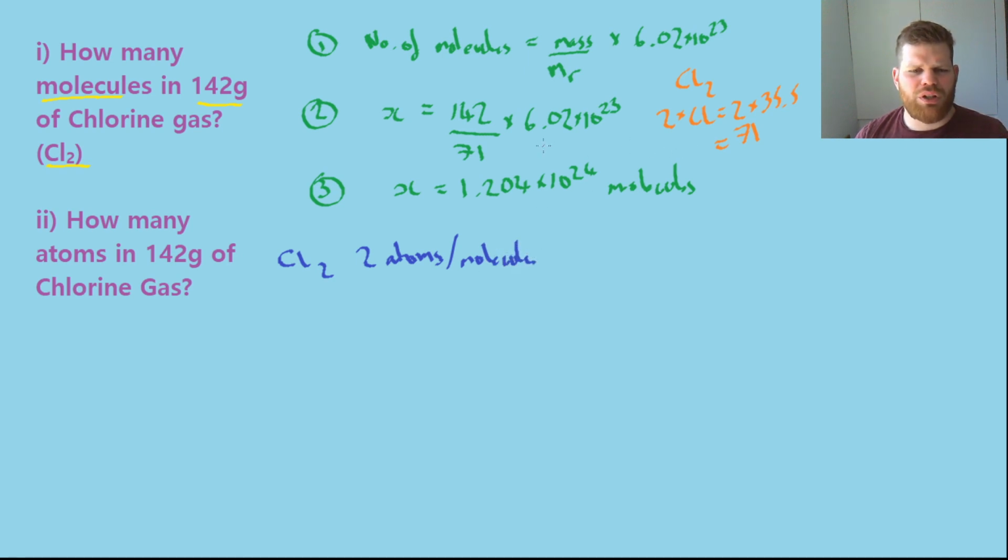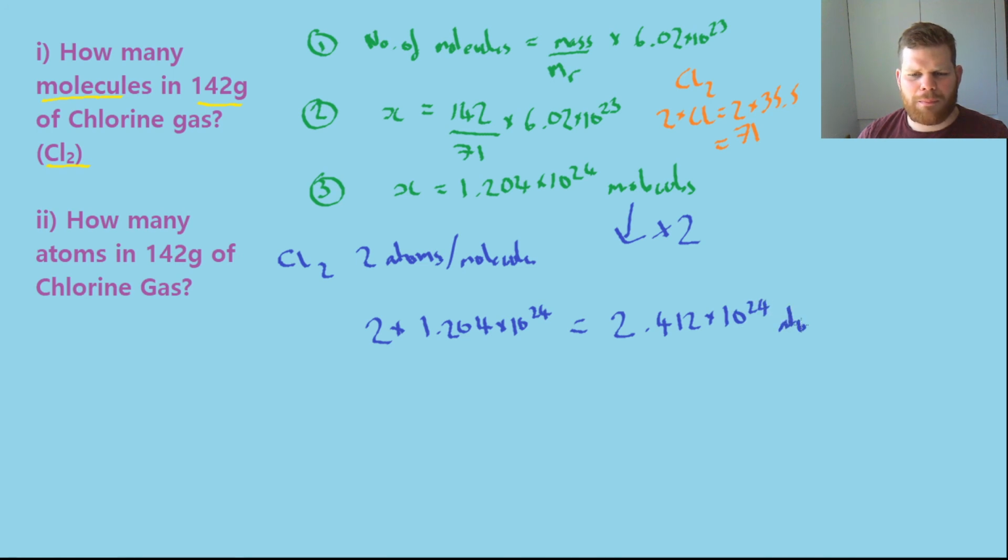So what we can now do is look at our answer from part 1, because our answer for part 1 gives us the number of molecules. And all we have to do for part 2 is multiply that answer by 2, because our mass here is the same, it's not changed. We're just turning the number of molecules into the number of atoms. So all we need to do is 2 times 1.204 times 10 to the 24, and that's going to give us 2.412 times 10 to the 24 atoms.